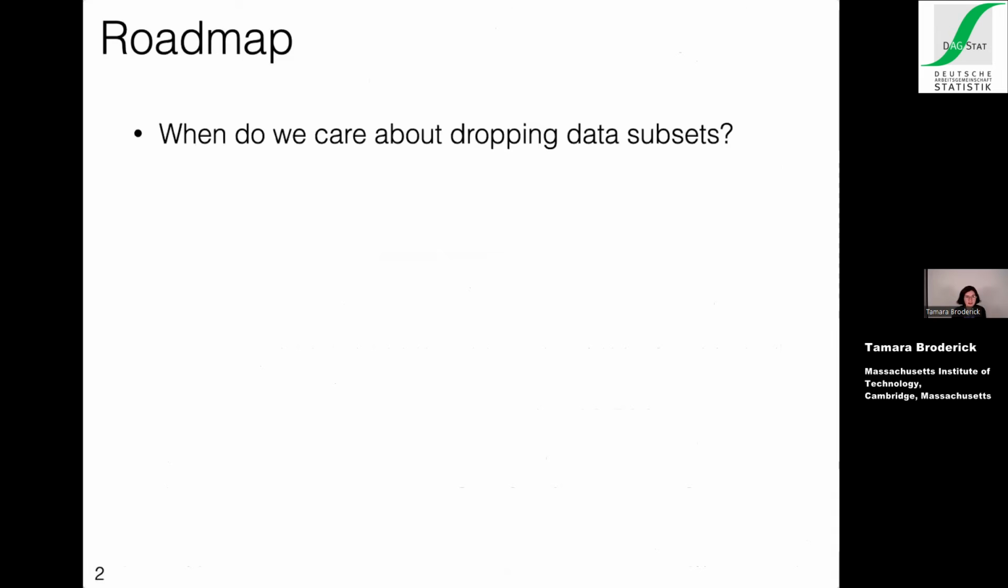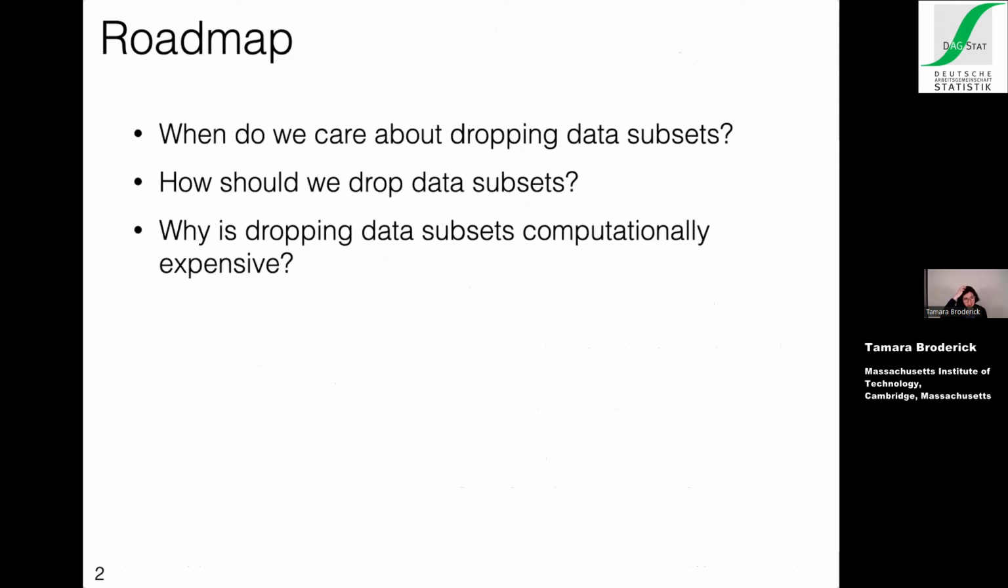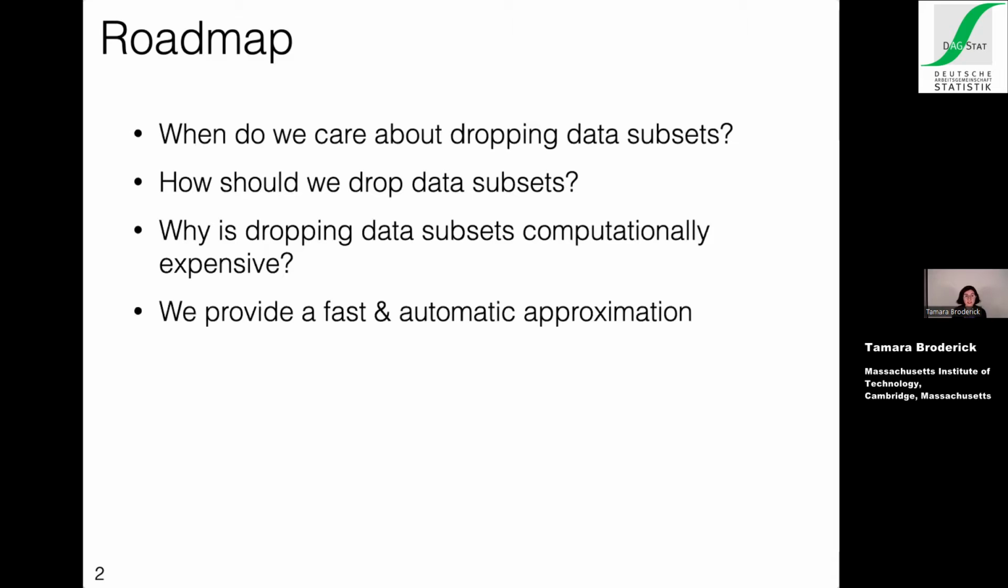So in the rest of my talk today, first I'll talk a little bit more about this idea of when do we care about dropping small subsets of our data. Then I'll talk about how we would like to drop these very small subsets of our data if we had infinite computational power. Unfortunately, we do not have such computational power. And so we're going to see that this is just way too expensive to do in practice. Even if you had tons of compute like Google or Amazon, this would still be way too expensive. And so we're going to need some kind of approximation.